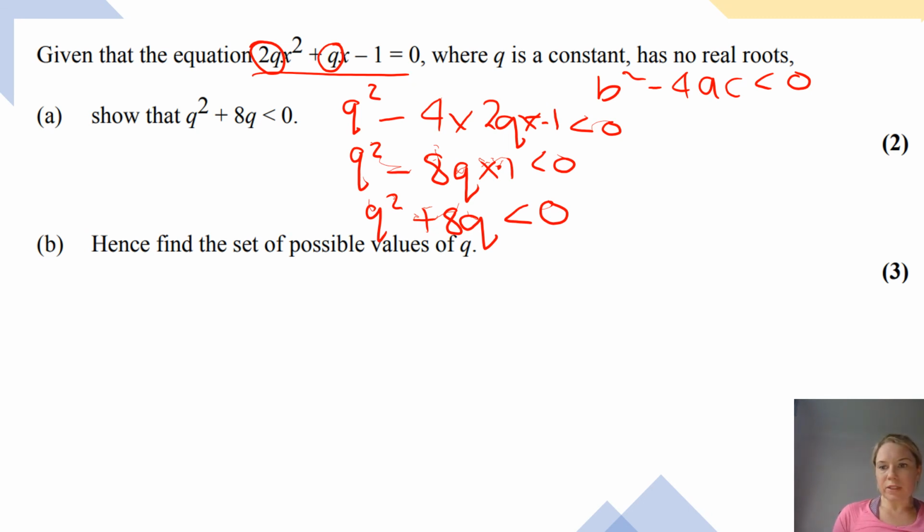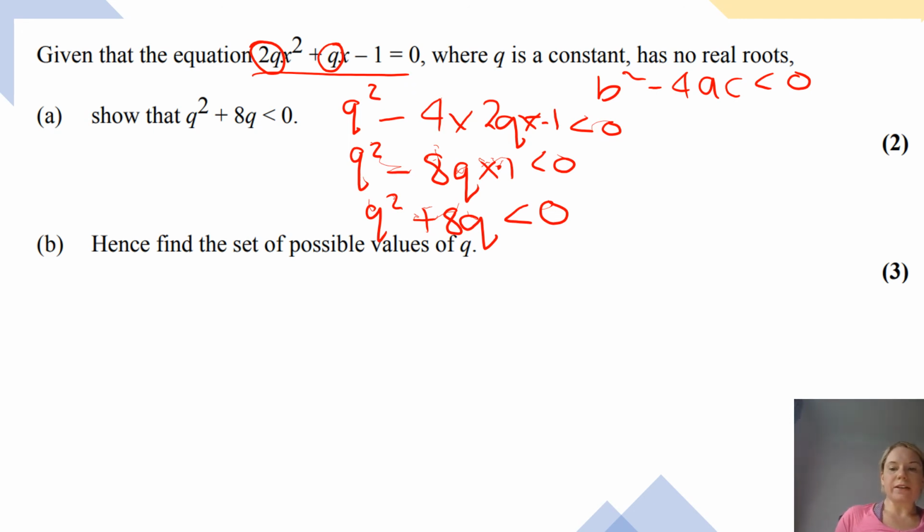These marks over here, I have left them on there so you can see how many marks you would get for that. So therefore you need at least 2 steps. The first step would be just substituting, and the next step would be showing it gets to minus 1. It gets to this. Okay, and then it says hence find the set of possible values for q.